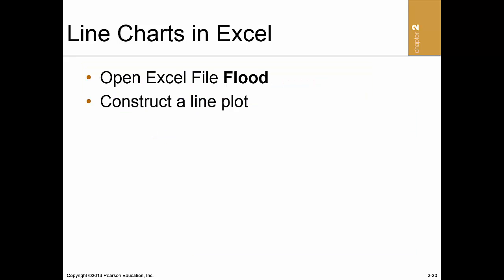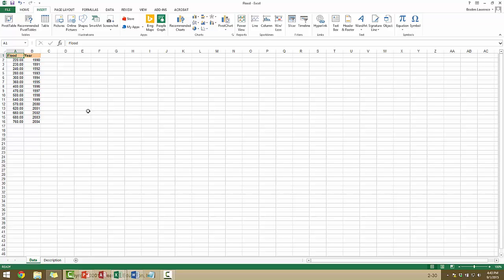Go ahead and open Excel file flood and we'll construct a line chart. Here we have flood insurance coverage by year. Since we want year to be on the x-axis, I will usually put it on the left side of my y variable, so the y variable is on the right. We can do a simple copy and paste to achieve that.